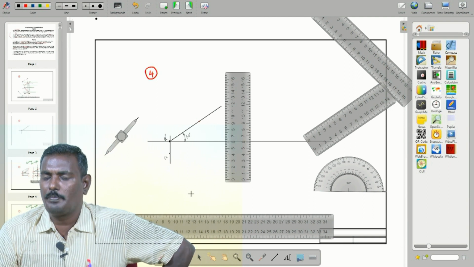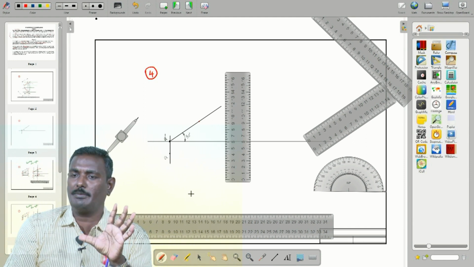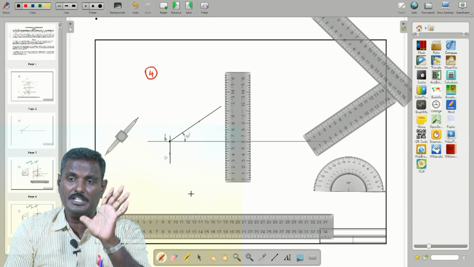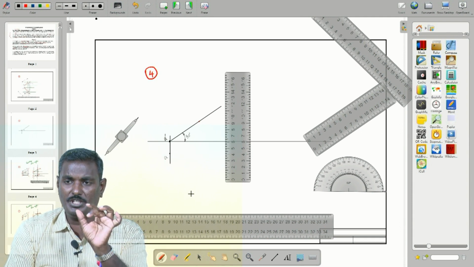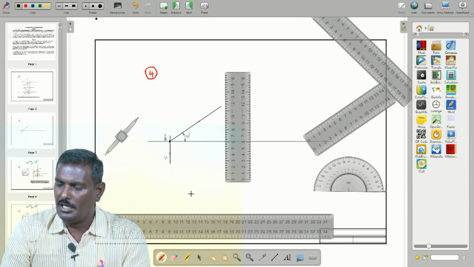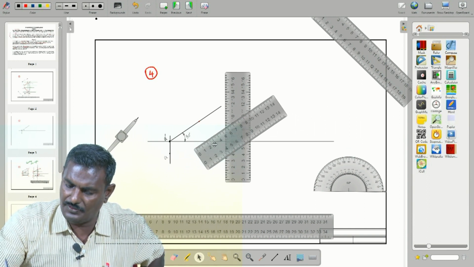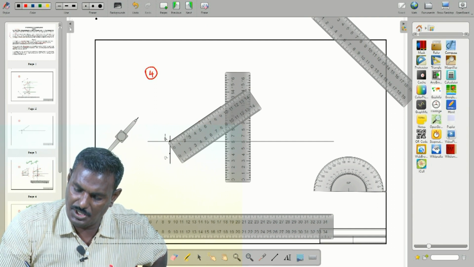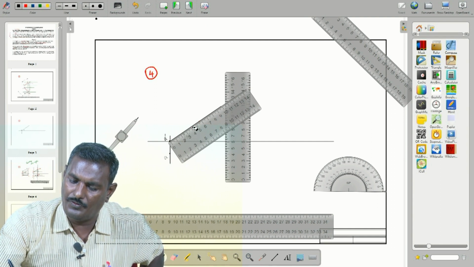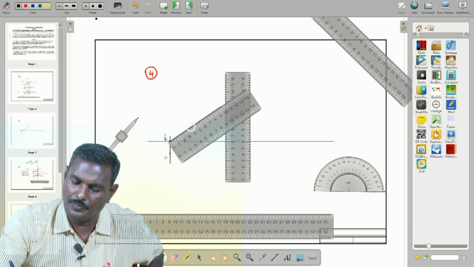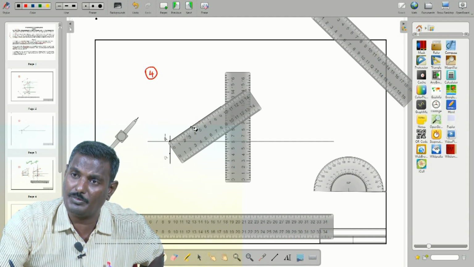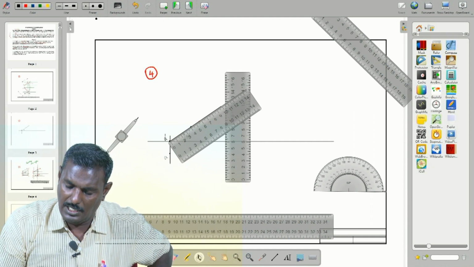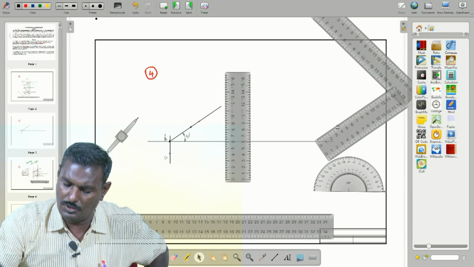So what to do? Elevation measures 40 mm, because the 35 degree is given. Elevation measures 40 mm. That means you have to measure 40 mm in the scale, or you have to take the scale over this 30 degree line and measure 40 mm. Observe 40 mm, 4 centimeters, in the scale, and mark over here.